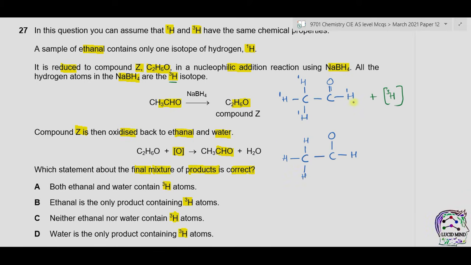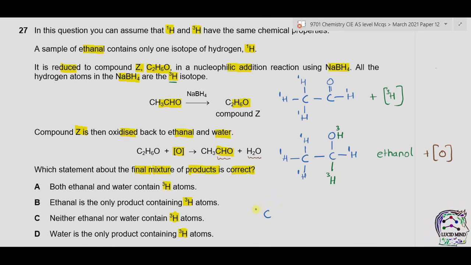These are the hydrogen atoms that were already present on the molecule, so all are the protium isotope. Now upon reduction, one hydrogen atom is attached to this oxygen, which is the tritium isotope, and one hydrogen is attached to this carbon, which is the tritium isotope. Now this is a primary alcohol called ethanol. Now this ethanol is oxidized back to ethanal and water in the presence of an oxidizing agent. Now water is formed as one of the products and aldehyde as the other one. The product will be like this.